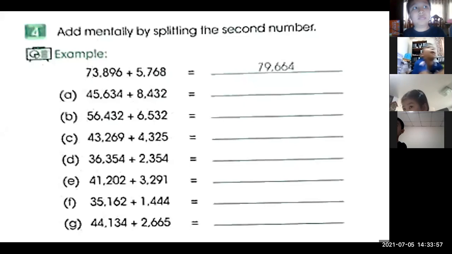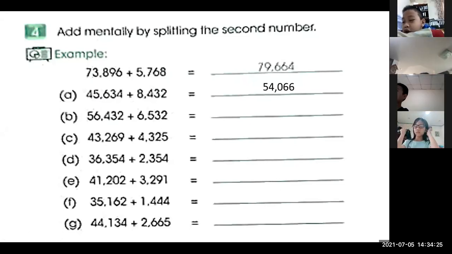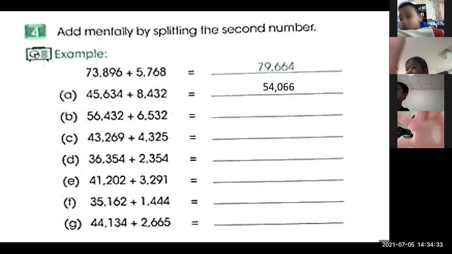The answer starts with the first digit, number 5. 50,000. 66. 50,066. Are you sure? Look at the thousands place. 8 plus 5. And here, hundreds place. The answer here is 54,066. Letter A. Letter B.